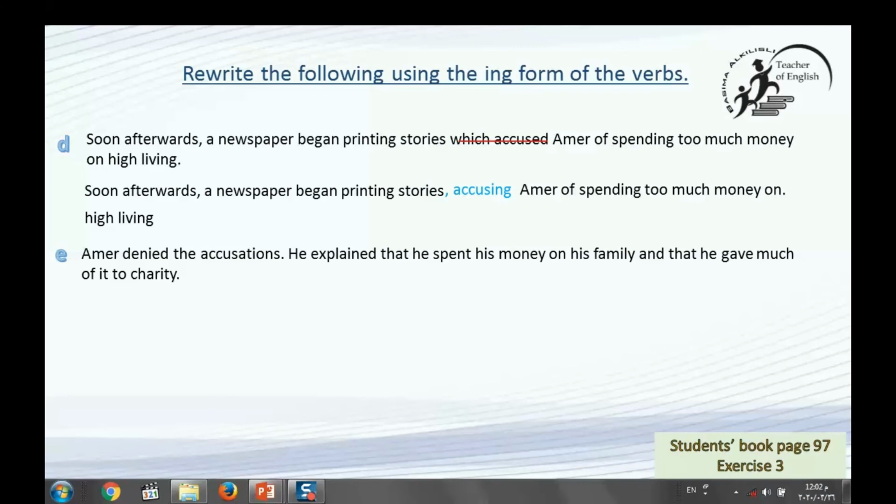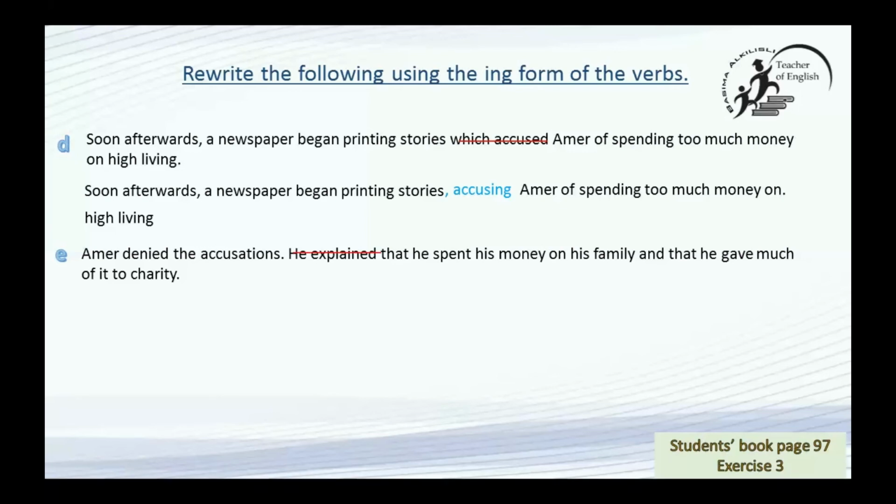E. Amir denied the accusations. This is the first sentence. He explained that he spent his money on his family. This is the second sentence. And that he gave much of it to charity. Here we have 3 sentences. We have to add the second piece of information, so we have to omit the subject and the main verb of the second sentence, put a comma and put the main verb in the ing form, then we have to continue the second sentence.